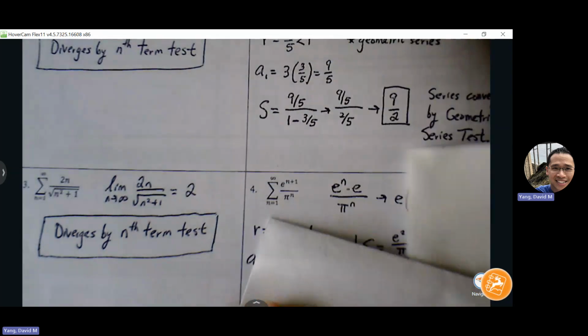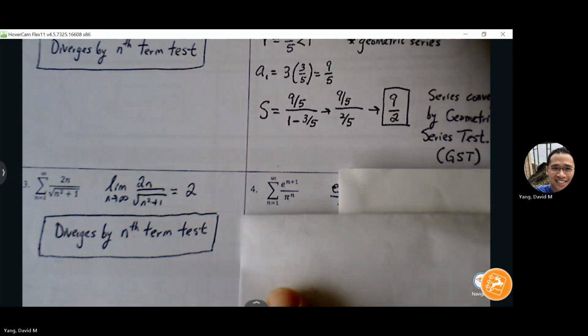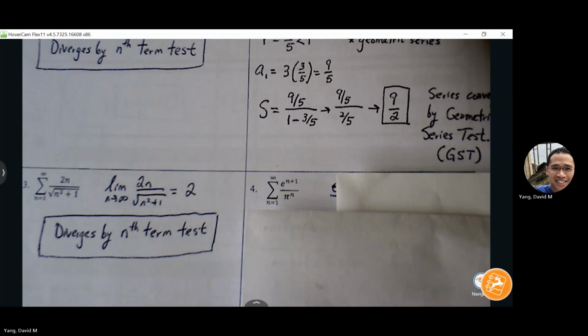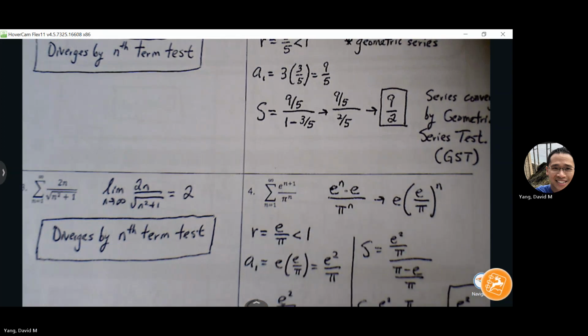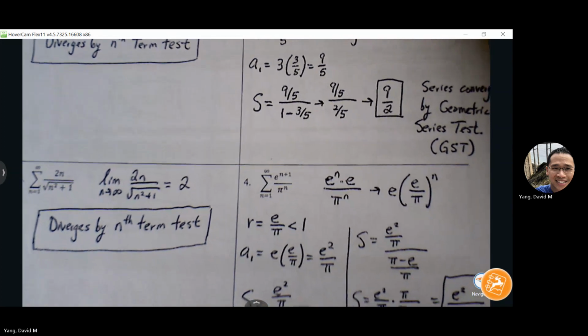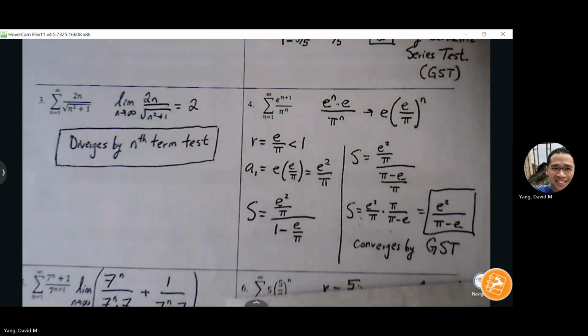Okay, what does number 4 look like? Yeah, it looks like it's geometric, right? e is less than pi, so we know that our ratio is less than 1.